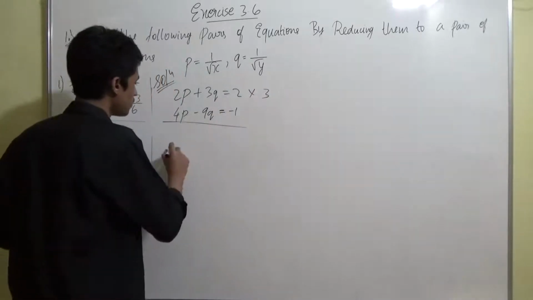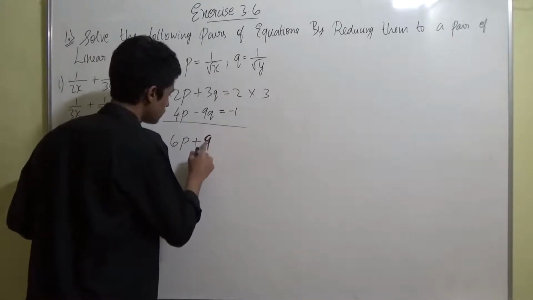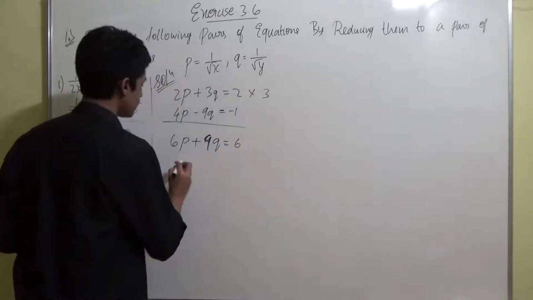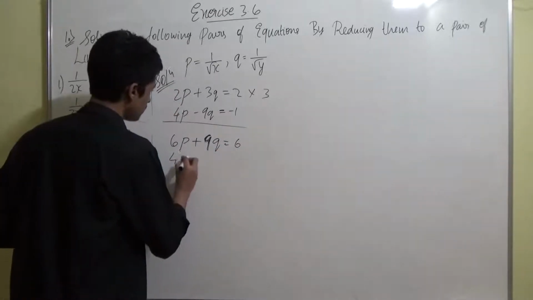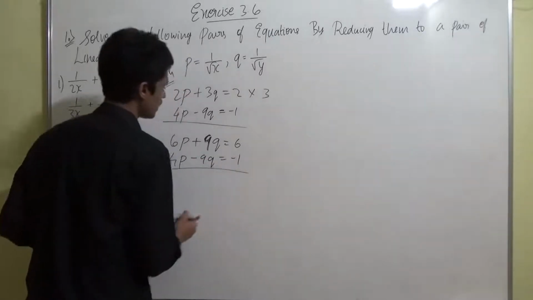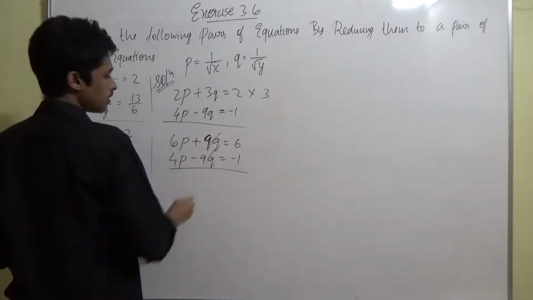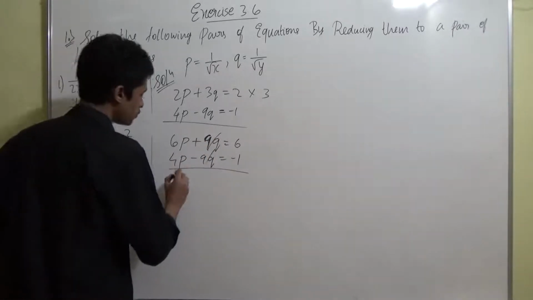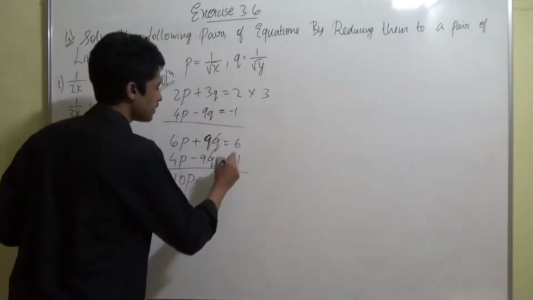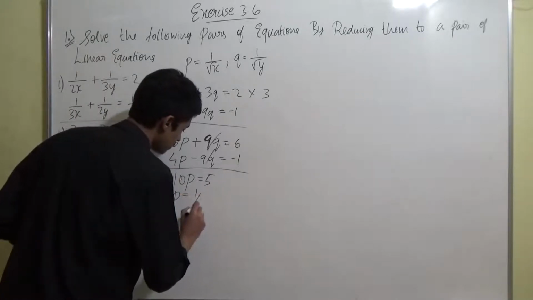That time what will happen? It will become 6p plus 9q equal to 6. And the second equation will be as it is, 4p minus 9q equal to -1. Now if you see, guys, plus 9q and minus 9q will get cancelled. Here 6p plus 4p becomes equal to 10p. 10p equal to -1 plus 6 equal to 5. So p becomes equal to 5 by 10, which is nothing but equal to 1 by 2.